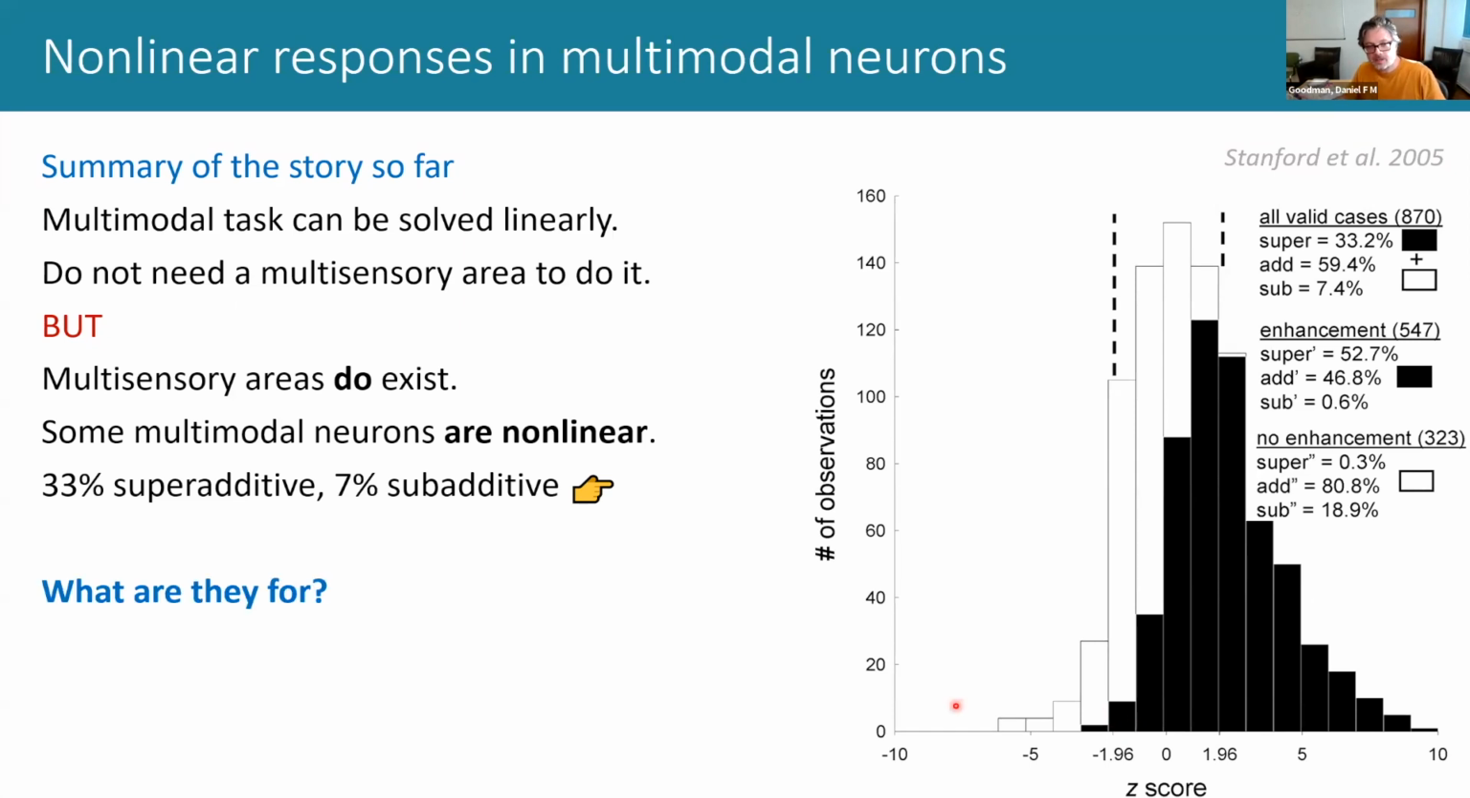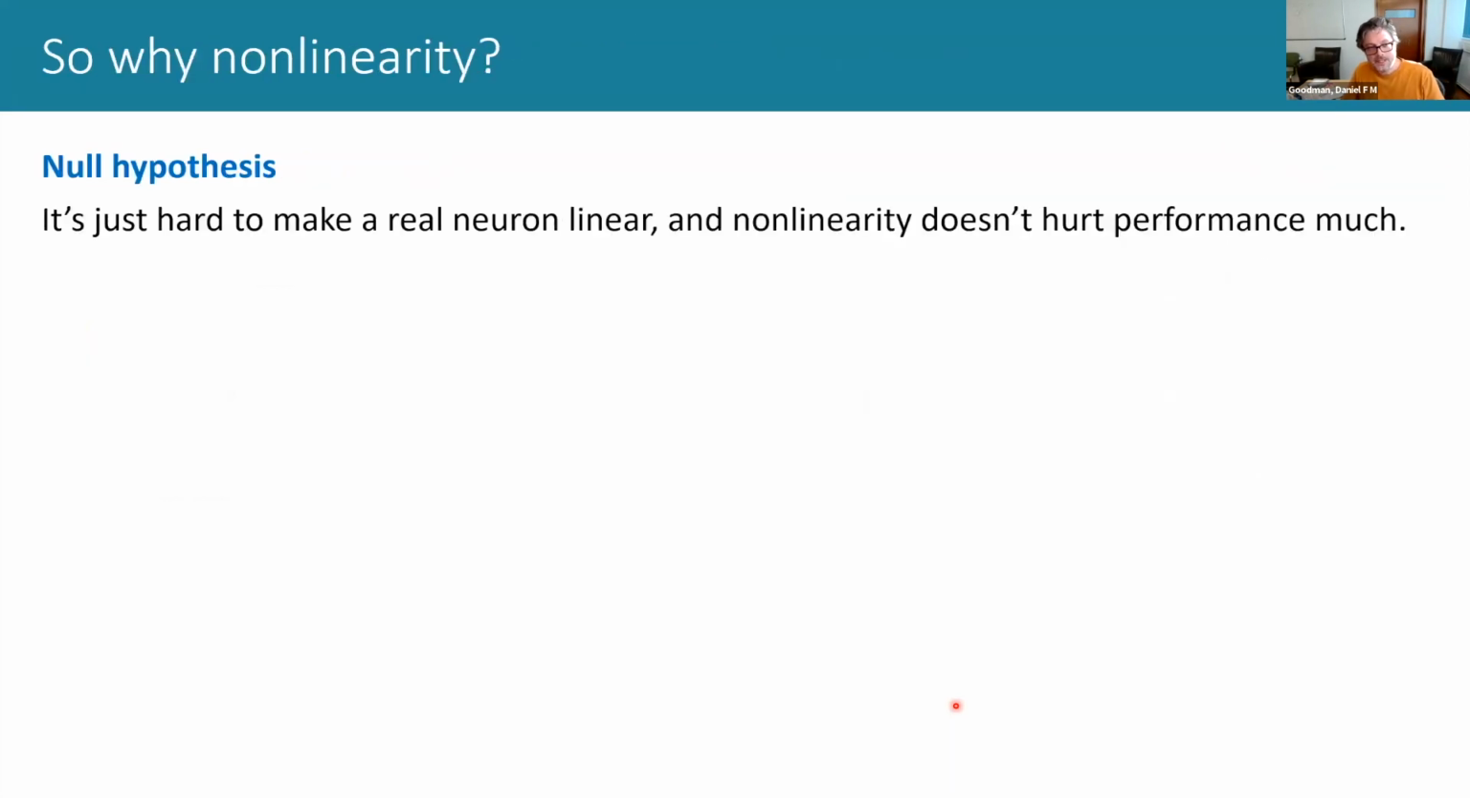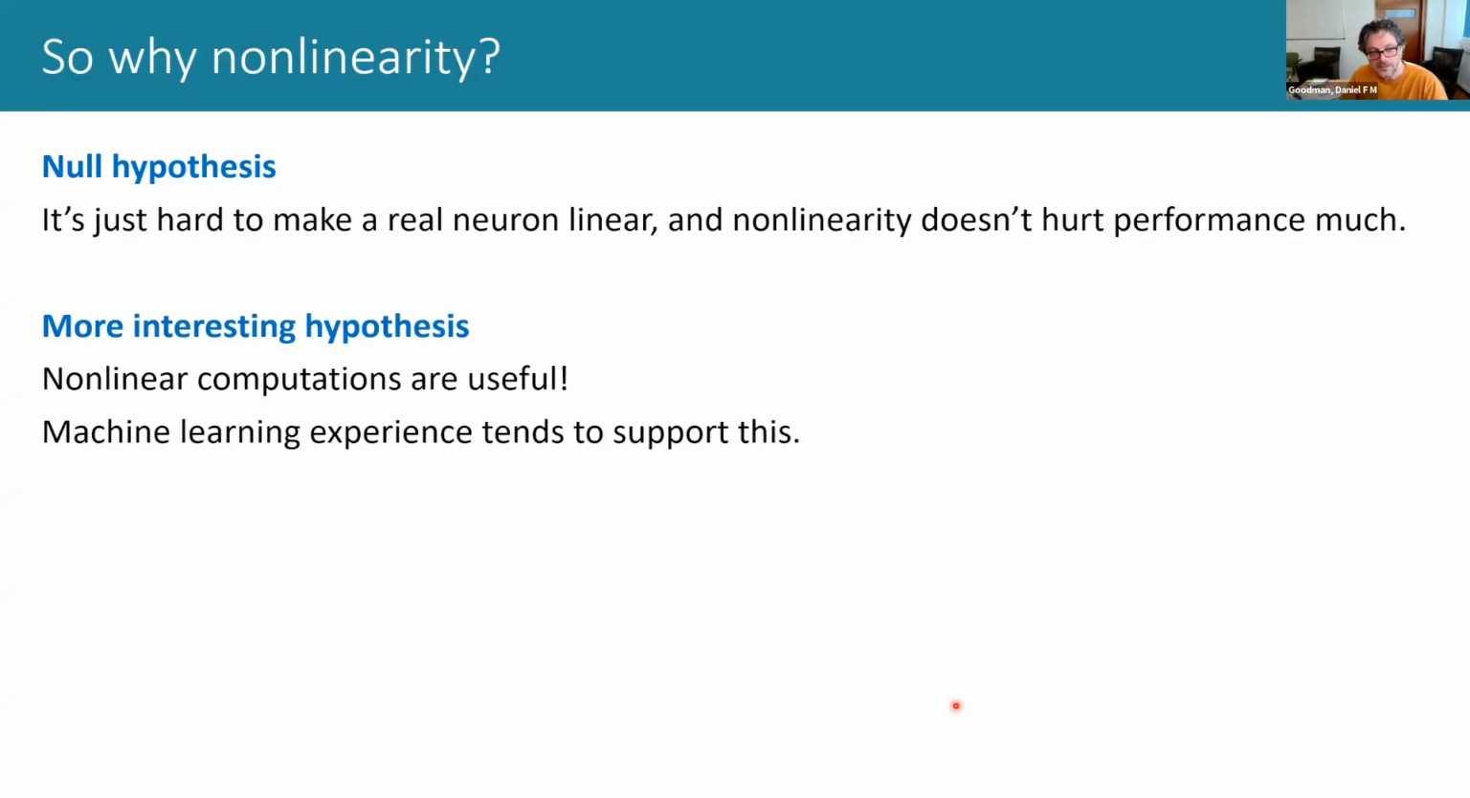So what are they for if we don't need them to do this task? So a sort of null hypothesis would be, it's just hard to make a real neuron linear. Nonlinearity doesn't really hurt your performance very much. Maybe that's enough to explain it. And I think that's partly right. But there is also a more interesting hypothesis, which is that nonlinear computations are useful. And again, experience from machine learning, I think, tends to support this, because basically the difference between just multiplying a vector by a matrix and modern deep learning is the fact that you have a little nonlinear term in there, your ReLU term, and that's basically what lets everything else work. So there's actually a huge difference in having a bit of nonlinearity.